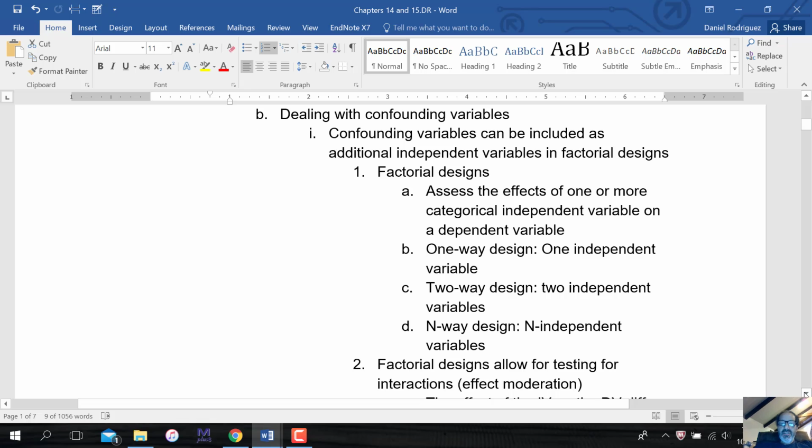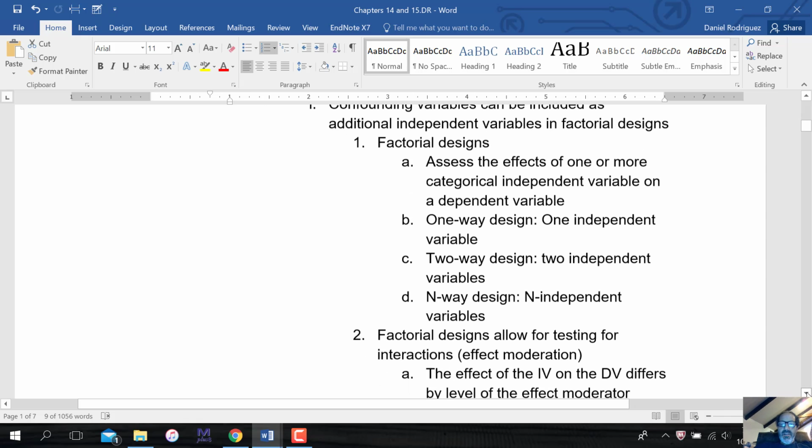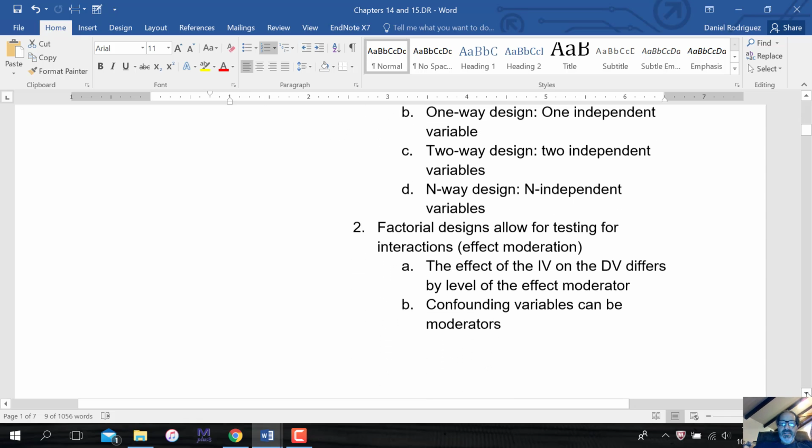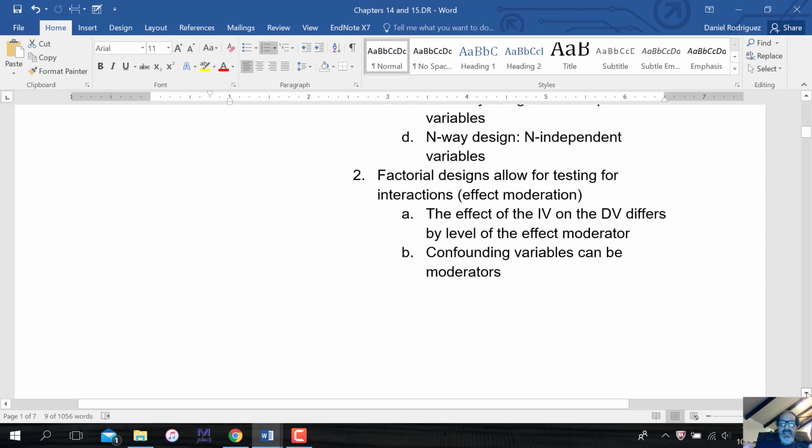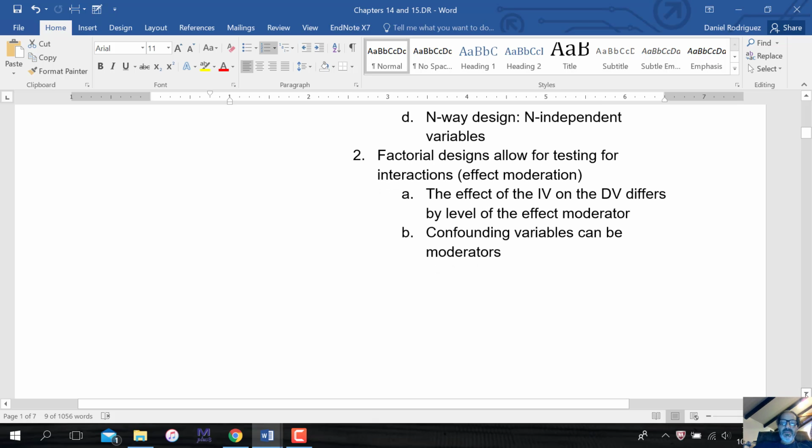Now, we can also just call it an n-way design, where n is the number of independent variables. So we could have more than two independent variables. The only problem with more than two is that you could run into some issues, because the more independent variables you have, the more complicated the design is. I'll show you in a moment what I mean by that and why that's problematic. So that's what's called a factorial design. Factorial designs are really great because they allow us to test for moderation. Moderation is an interaction effect.